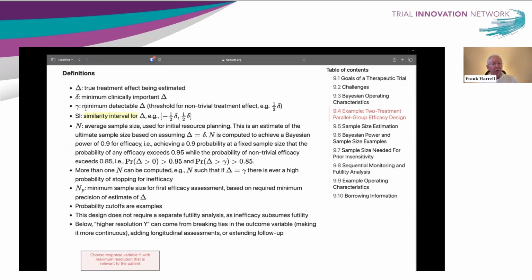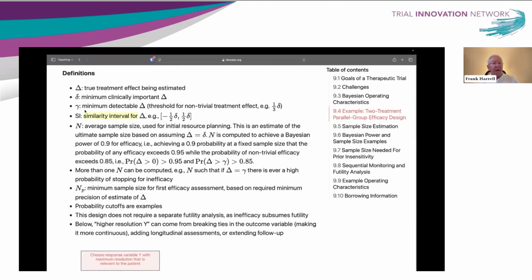And then we're going to define this sort of new quantity, which is the triviality threshold. So this is something you might call a minimum detectable delta. It's not the minimum clinically important difference. It's more like the minimum detectable difference, which is a threshold for a non-trivial treatment effect. Usually I would set gamma to be 1/3 of delta or 1/2 of delta. So you take the MCID and sort of divide it by 3 or 2. That is a good sort of starting point for the clinicians to start coming up with the triviality threshold for their treatment effect.